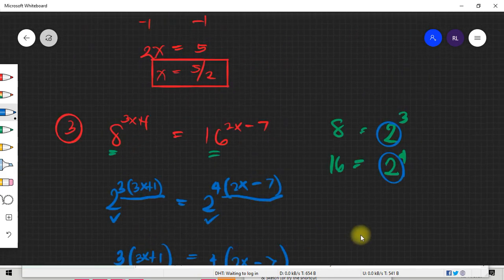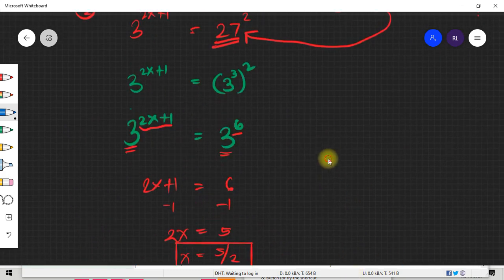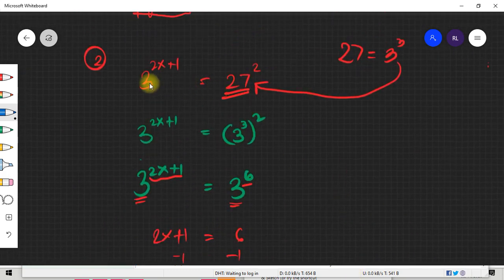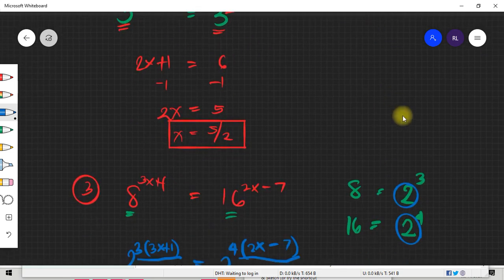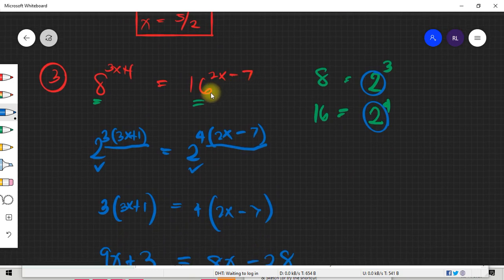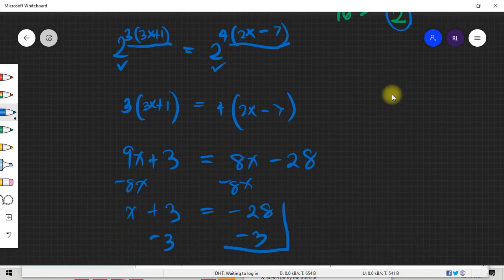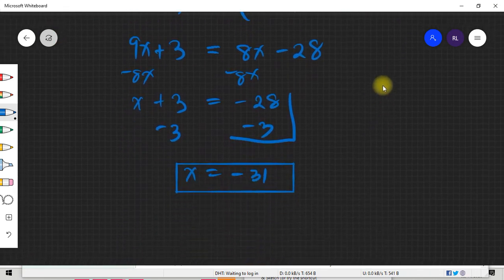Again, let's go back to number 2. We can make 27 as base 3, so we do not touch the 3 anymore, because we can rewrite 27 in exponential form with base 3. But in number 3, we cannot make 16 as base 8. That is why we find a number in which they are both converted into exponential form with the same base: 2 cubed and 2 raised to 4. Then we replace that and go through the same process.